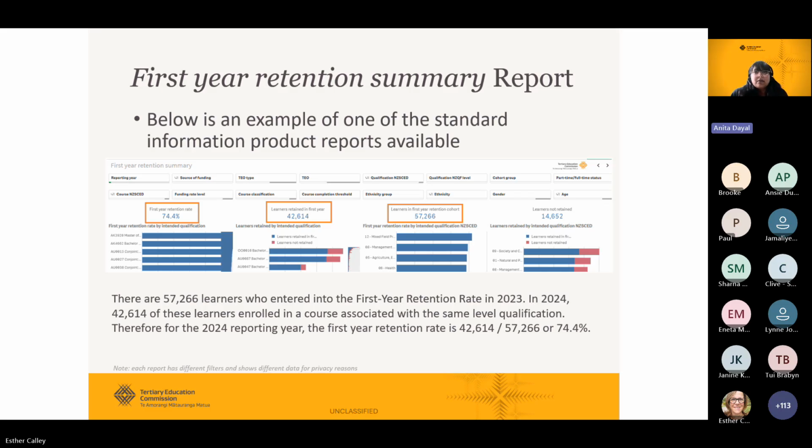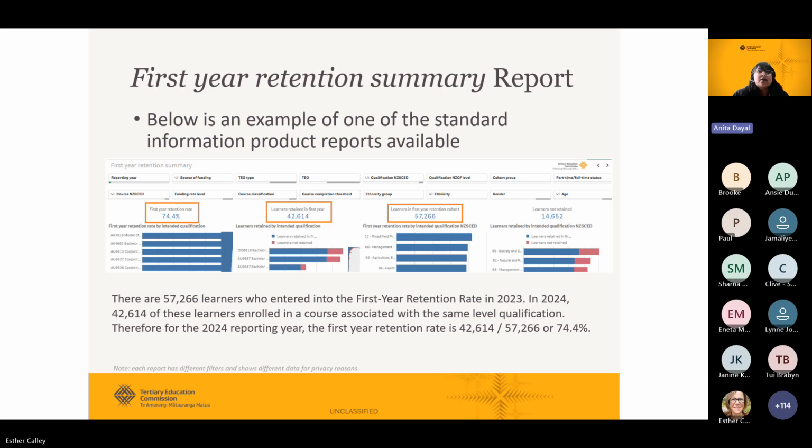One example of the standard information product reports available is the first year retention summary as shown in the slide. This report shows you your first year retention rate and the figures that make up the calculation. In this example, there are 57,266 learners who entered into the first year retention rate cohort in 2023. In 2024, 42,614 of these learners enrolled in a course associated with the same level qualification. Therefore, the 2024 reporting year first year retention rate is 74.4%.